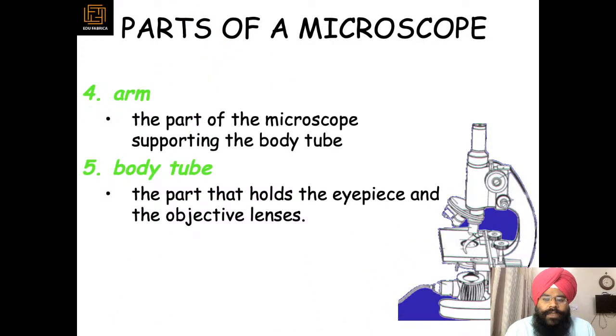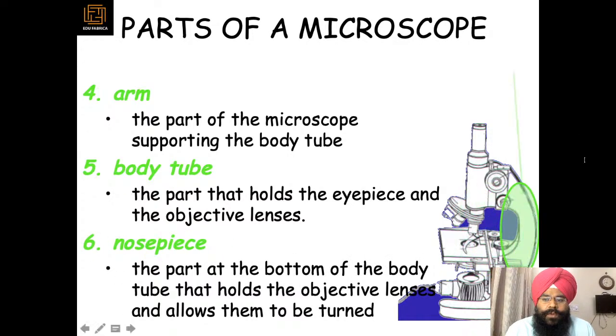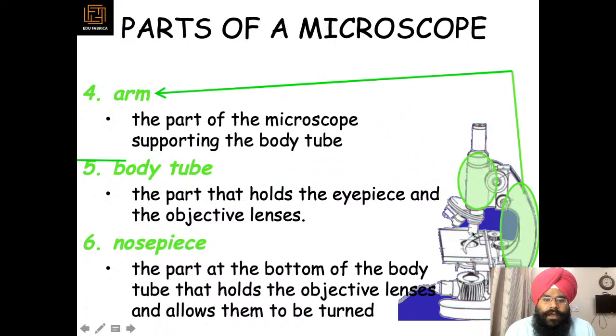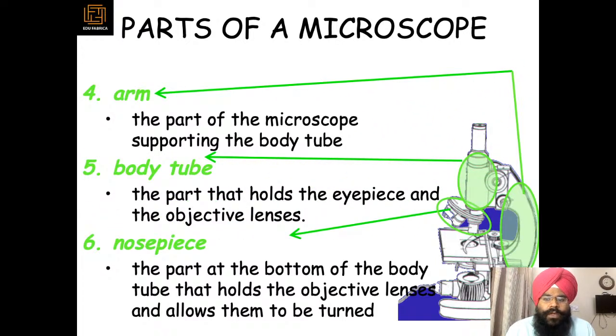The body tube is the part that holds the eyepiece and objective lens. Then comes the nose piece at the bottom of the body tube, which holds the objective lenses and allows them to be turned.